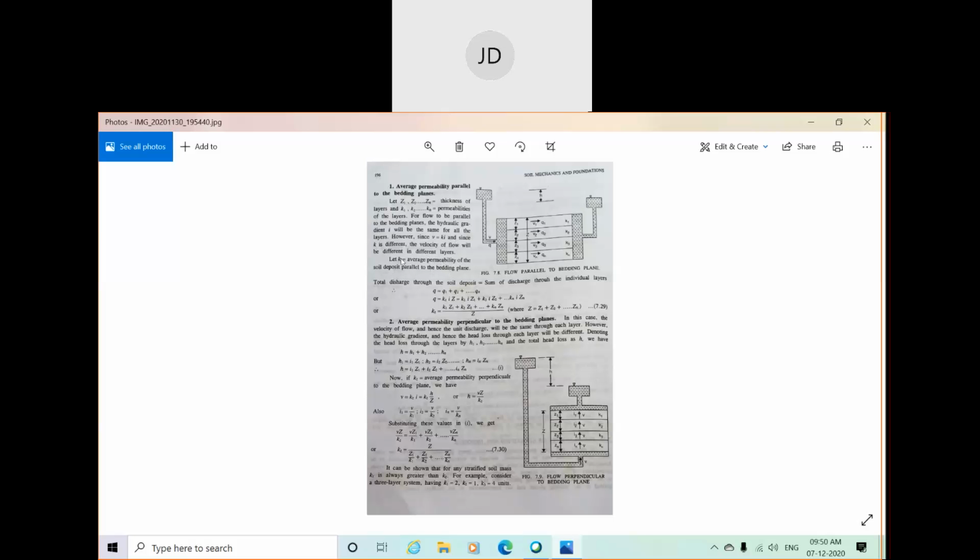Now, it is already mentioned here: kx is the average permeability parallel to the bedding plane. Now we can consider the first equation. We know that the total discharge through the soil deposit is the summation of the discharge through the individual layers. Since Q amount of water enters the soil element within a time, this must equal the water coming out. So let's say Q1, Q2, Q3 up to Qn are the unit discharges.